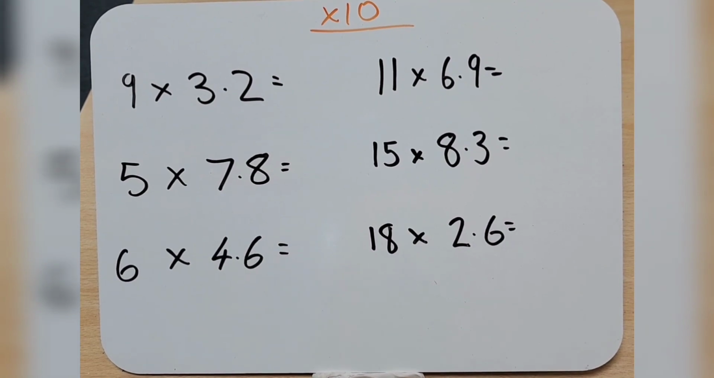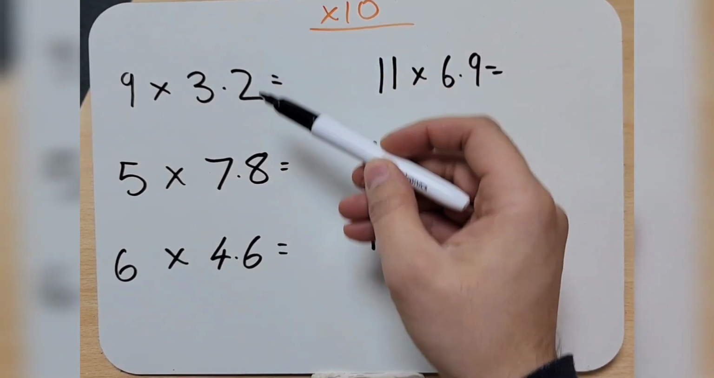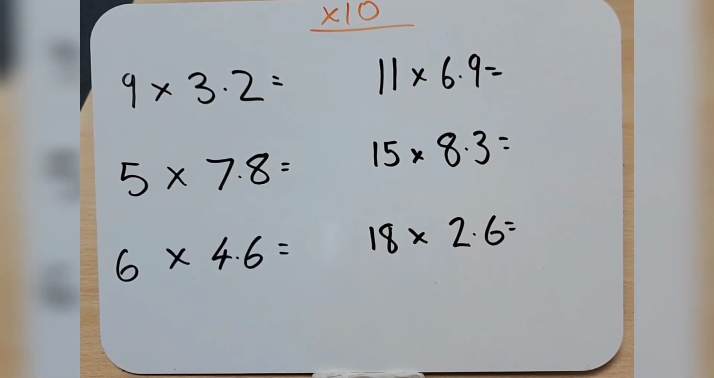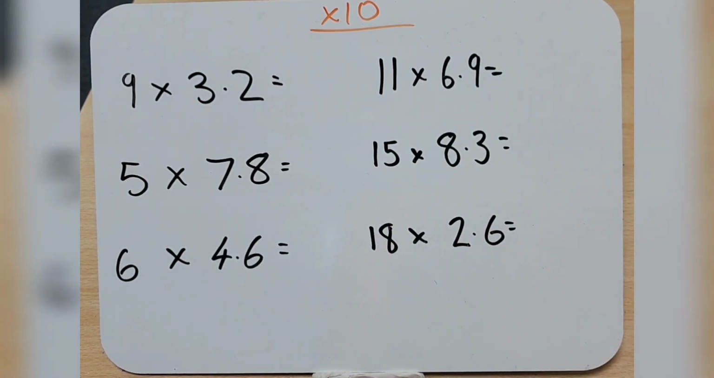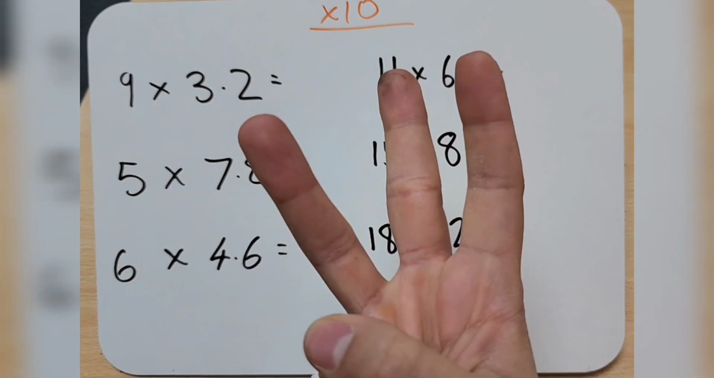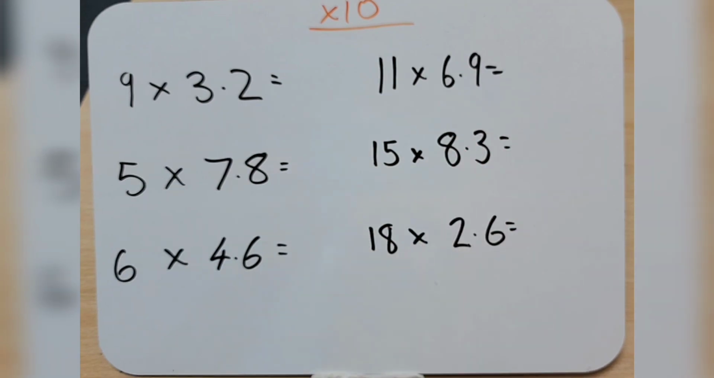So here we have 6 examples for you to do. On this side, these are all single digits. And here we have some double digit numbers for you to go ahead and have a go at. I advise you pause, and we'll be back with some answers in 3, 2, 1.